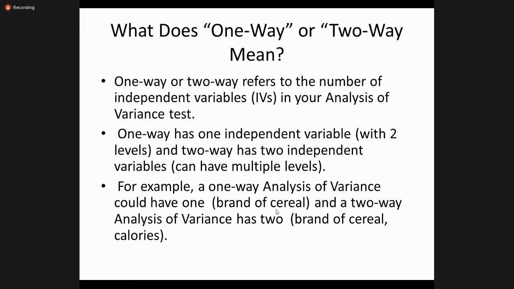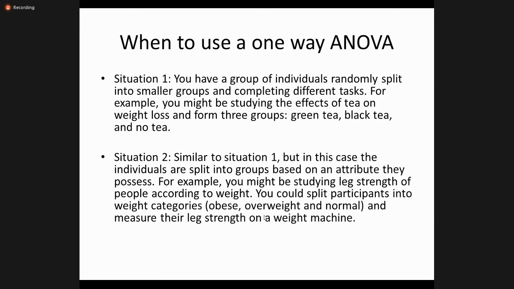For example, a one-way analysis of variance could have one brand of cereal, and a two-way analysis of variance has two factors, brand of cereal and calories. So in one case you focus only on the brand of cereal, but in two-way you want to focus on the brand of cereal as well as the calories. So there are two independent variables. This is the difference between one-way and two-way.